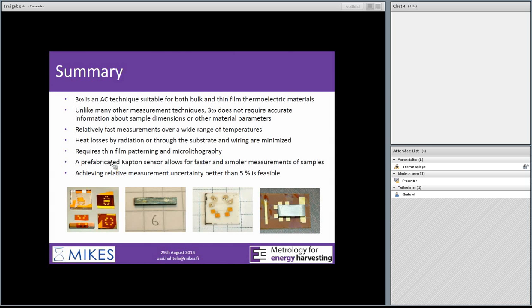At the moment, the best measurement accuracy is about 5%, but with some modification in our system and with some optimization, we expect that we could reach slightly lower uncertainty values. Okay, that was the end of my presentation.